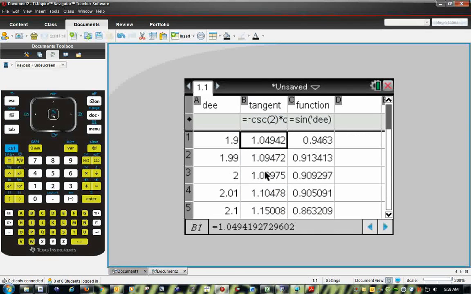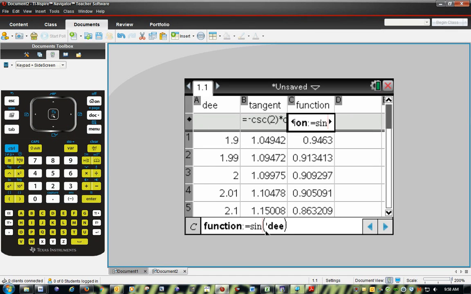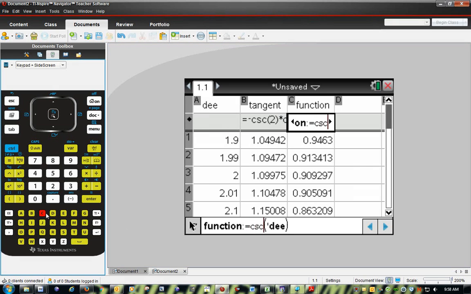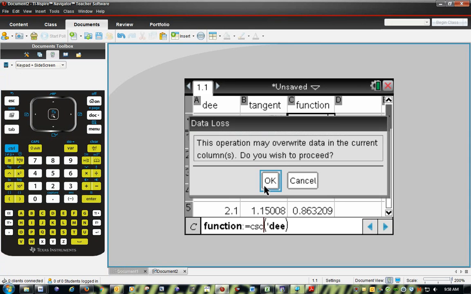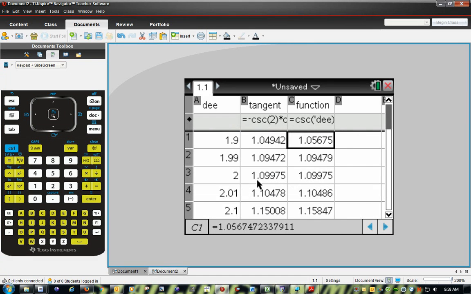Now here I need to change that to the cosecant. The original function is the cosecant, so I'm doing the cosecant there. That'd be easier. Alright, so we got our answers. So, how's that approximation?